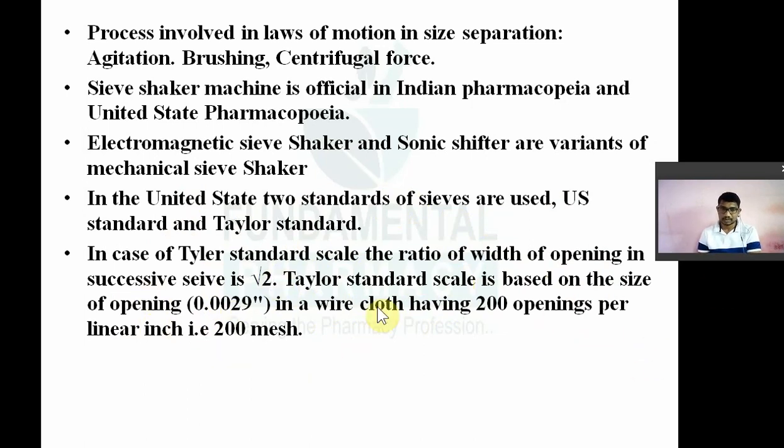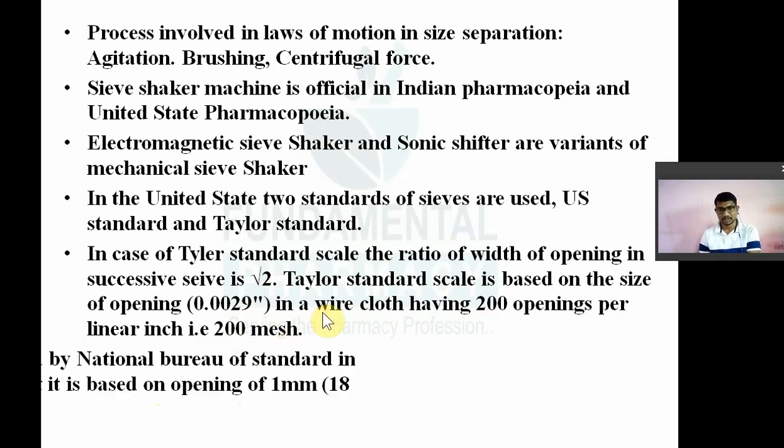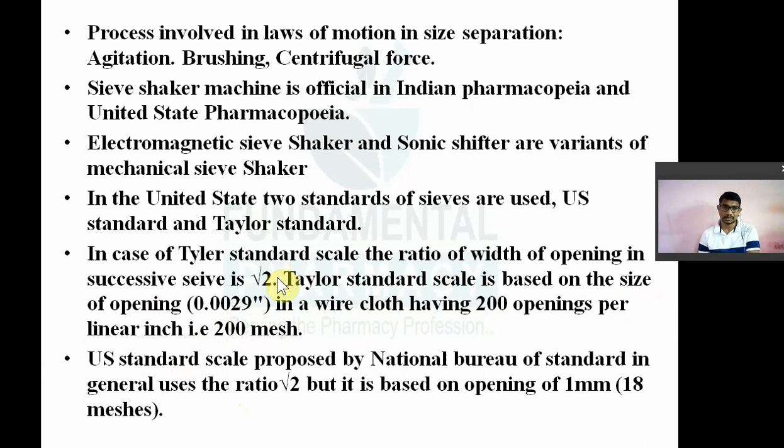Taylor standard scale is based upon the size of opening 0.0029 inch in a wire cloth having 200 openings per linear inch, so you can call it 200 mesh. If there are 200 openings in one inch, we call it 200 mesh. So this is again important. Sometimes they can ask you the Taylor standard of the sieve, the US standard of the sieve. It is again a ratio of square root of 2.